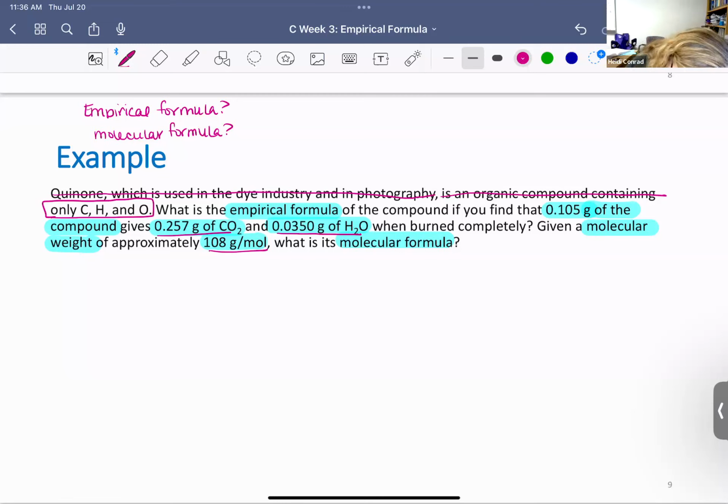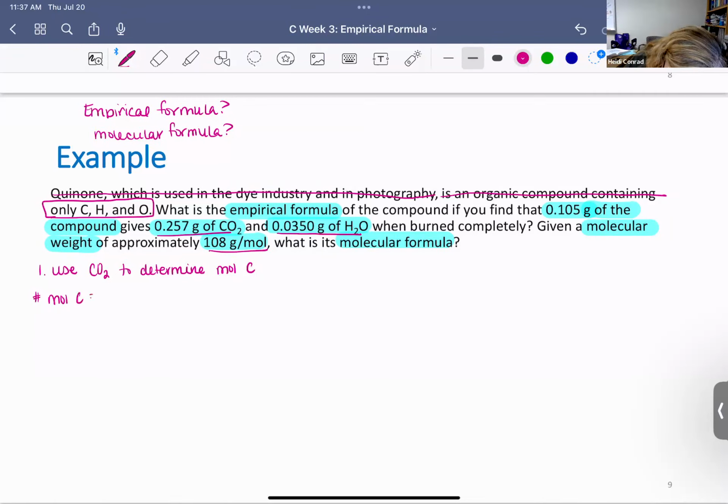So step 1, use your CO2 to determine moles of carbon in the original sample. Again, I can't create nor destroy things. So if I can figure out how much CO2 I produced, I can back calculate to figure out how many moles of carbon that came from. All of that carbon produced CO2. It tells me in the question, burned completely, meaning that all of the carbon has been converted to CO2.